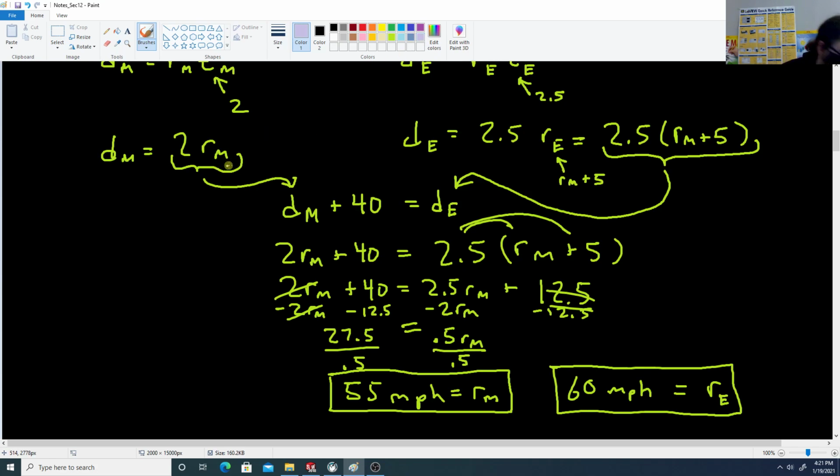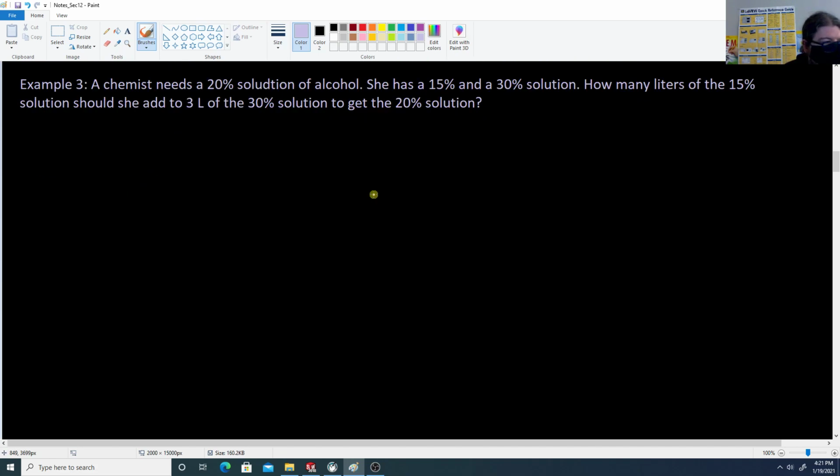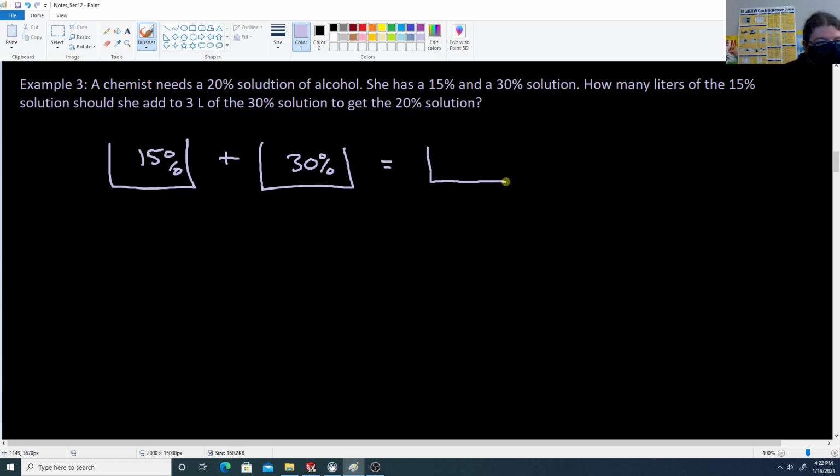Okay, let's see. So again, use subscripts to keep track of whose distance equals rate times time corresponds to whose. Okay, so example 3, we need a 20% solution of alcohol. So this chemist, she has 15% and 30%. So we'll say 15% mixed with a 30%. And our goal is to equal a 20%. We're told we have 3 liters of the 30.